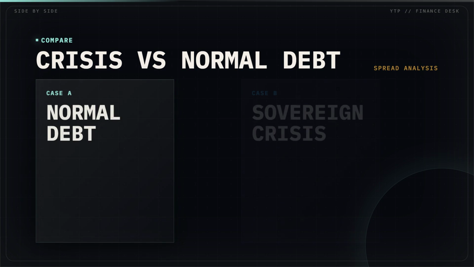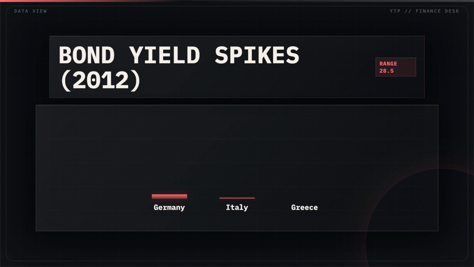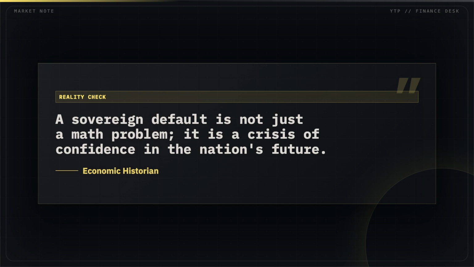In a crisis, the cost to borrow money spikes because investors fear a default. This makes it impossible for the government to refinance. As you can see, the interest rate on Greek bonds soared to dangerous levels compared to stable economies like Germany, signaling extreme risk. When confidence evaporates, the economy grinds to a halt.